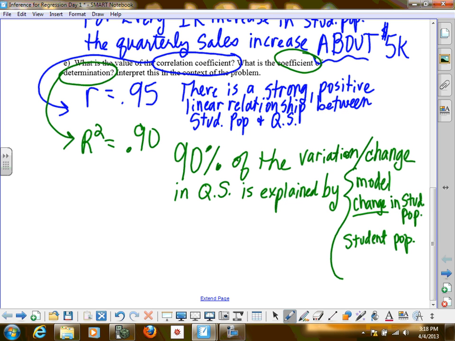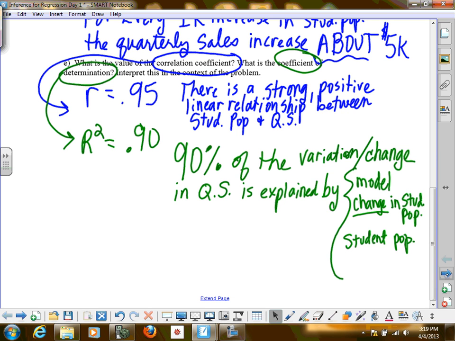Oh, good. I like that. Very good. Economy, time of year. Economy, I heard time of year. Other restaurants, other competition. Very good. So 10% of all the change in quarterly sales is attributed to those other variables. We don't know what, but something else is doing it too.